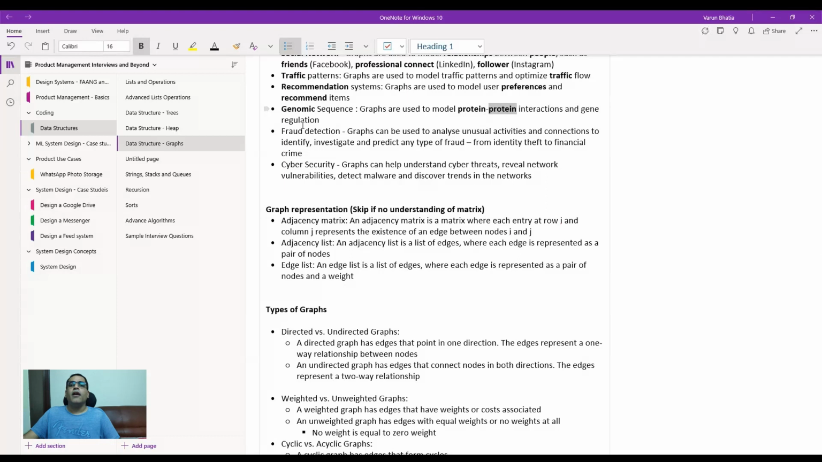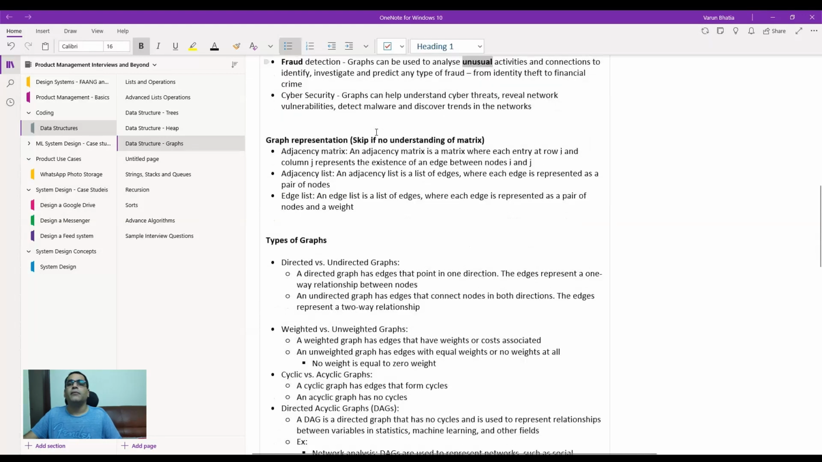Then you have fraud detection, which is definitely a very real-world implication, a sort of identification of unusual activities. This is primarily going to be used by banks and financial institutions where frauds do happen from time to time, right?